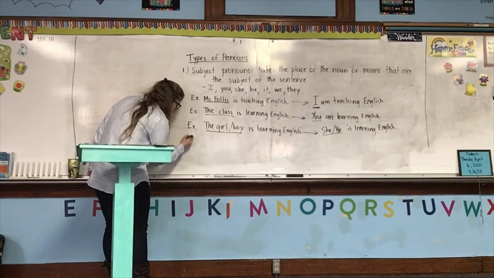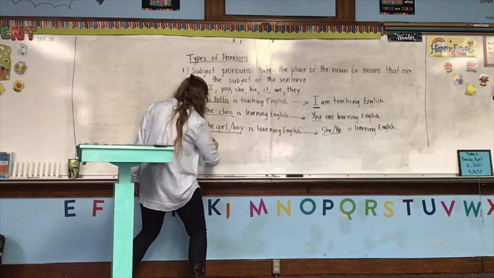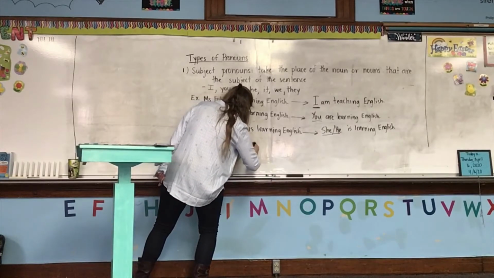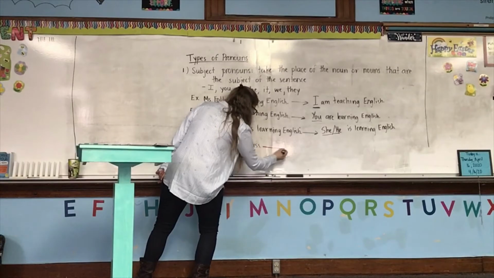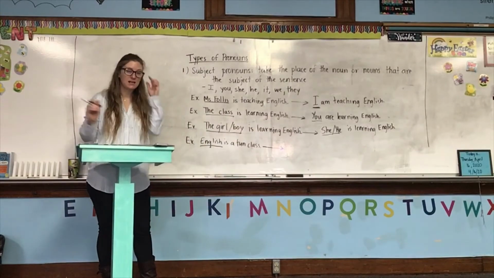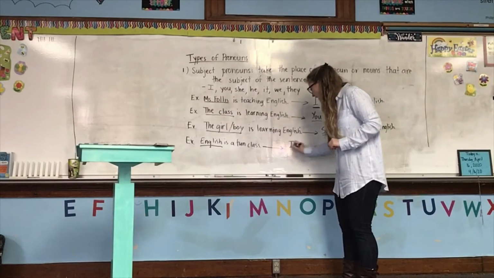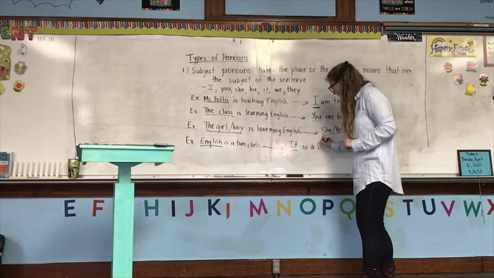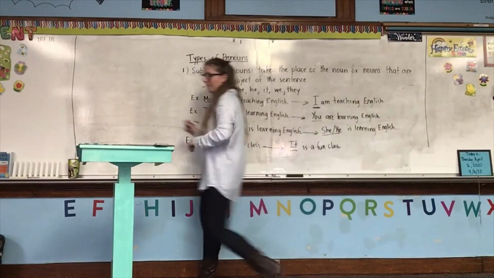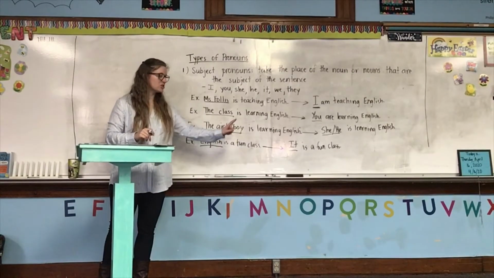Now, let's use it. English is a fun class. Well, English is the subject. It's what's doing the action, or it's what's being in this sentence. So I would change English to it: it is a fun class. So English is the subject, and I would change it to it.